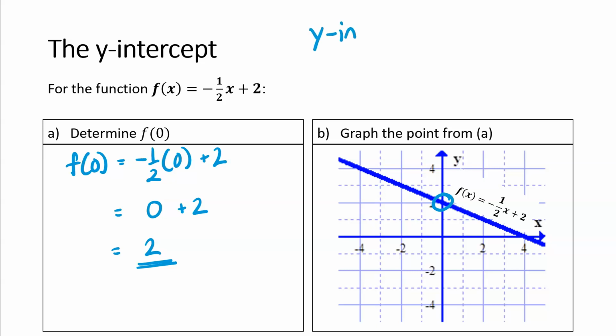The y-intercept occurs when the x value equals 0. Or you can say the x value of the y-intercept is 0.